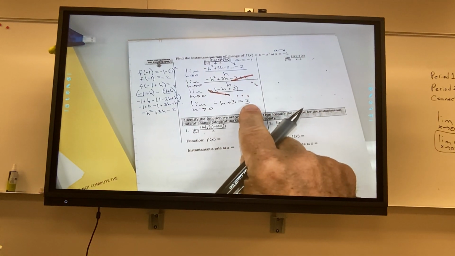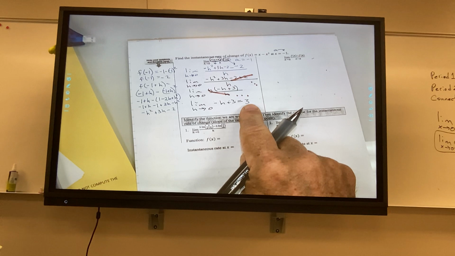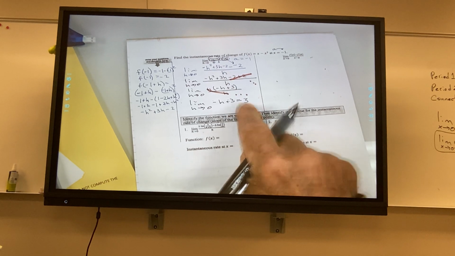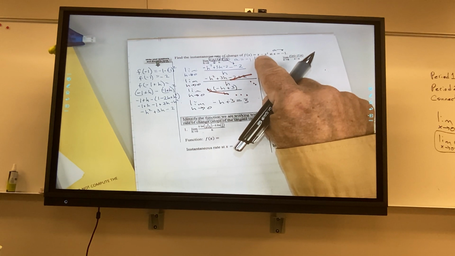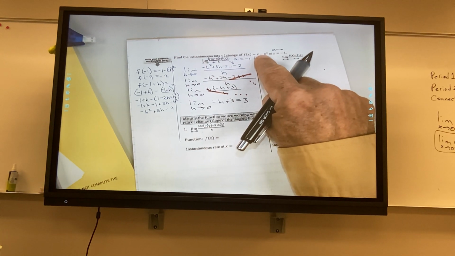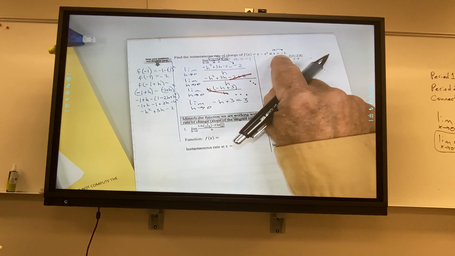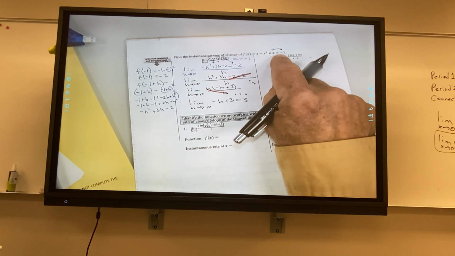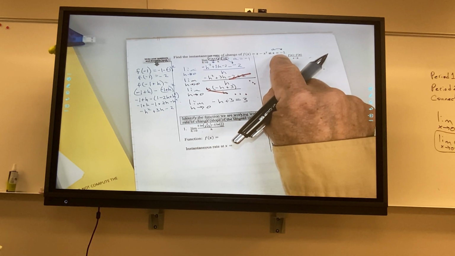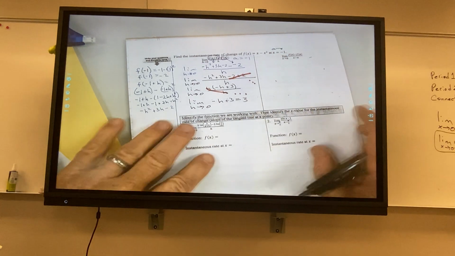3 is the instantaneous rate. 3 is the slope of the tangent line when x is 1 on this parabola. You mean negative 1? Yeah, when x is negative 1. Did I say 1? Yeah. Negative 1. Okay. All right, let's look at this one.